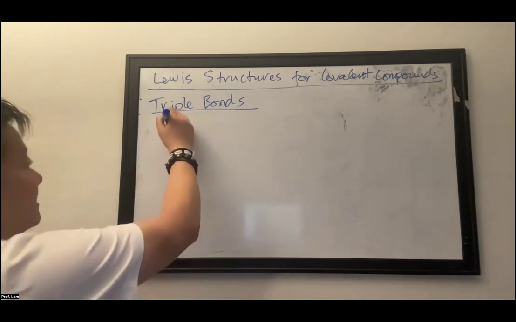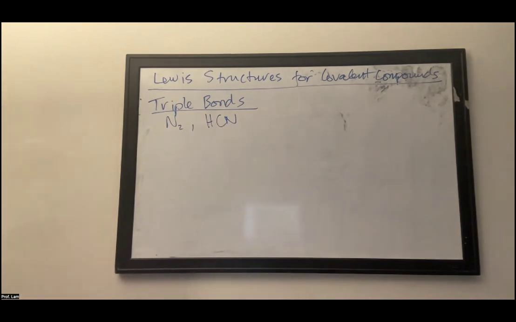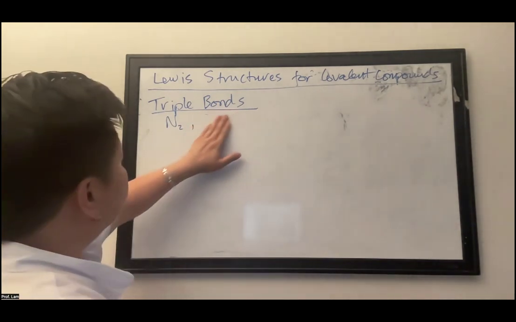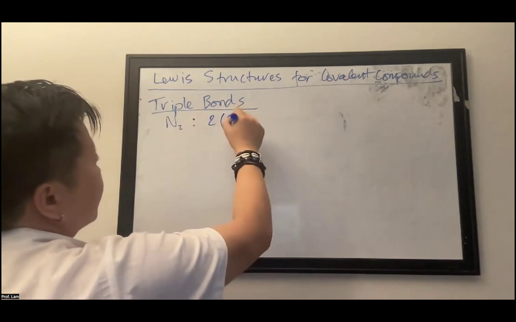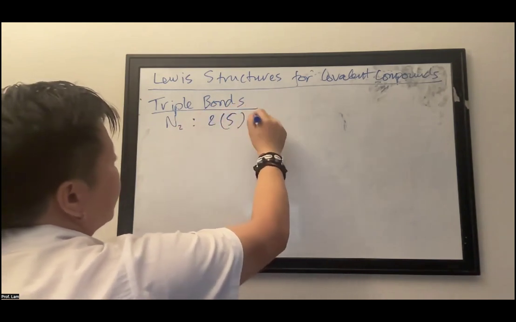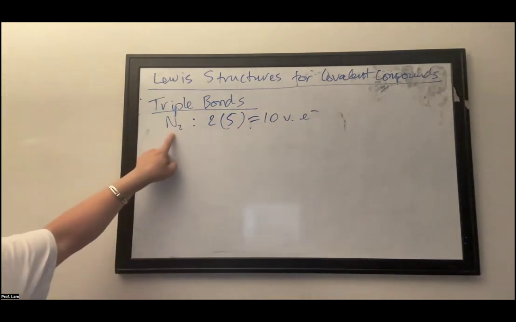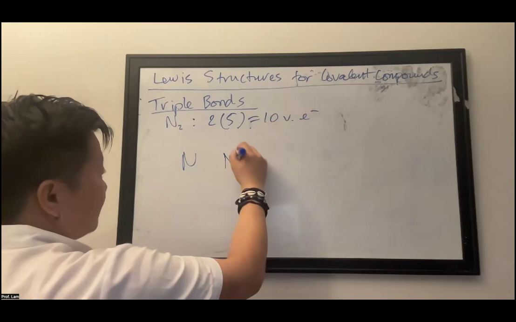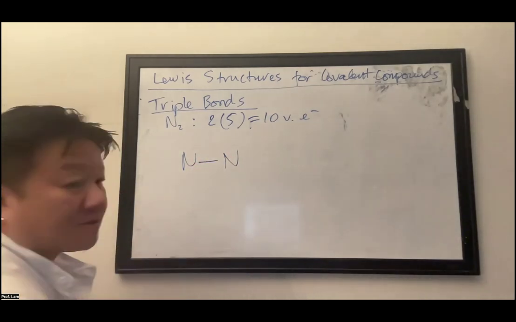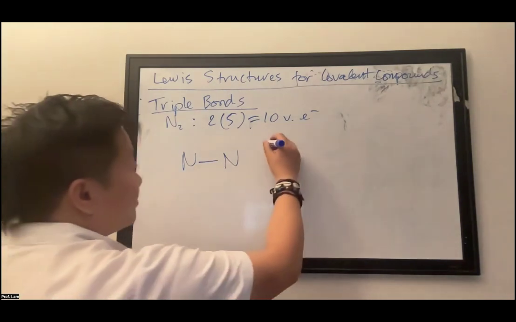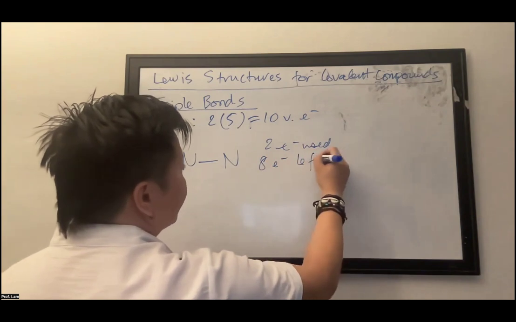All right, triple bonds, N2. Let's do N2 first and then SCN. So N2 is 2 times 5, which is 10 valence electrons. Since it's only 2 nitrogens, that's easy. You don't have to really worry about central atoms, right? It's just 2. So draw the single bond between them. That's 2 electrons used. 2 from 10, we have 8 electrons left.